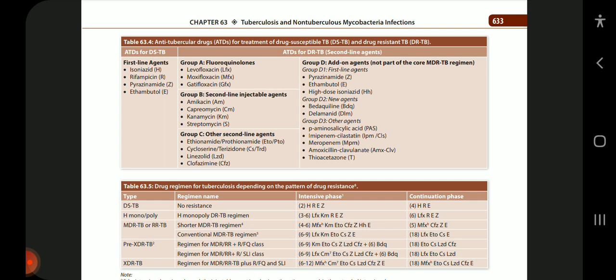They can be first-line agents like pyrazinamide, ethambutol, high-dose isoniazid. In D2 come the new agents like bedaquiline, delamanid, and in D3 the other agents like PAS, para-aminosalicylic acid, imipenem, cilastatin, IPM, CLS, and meropenem, amoxicillin clavulanate, or thioacetazone.